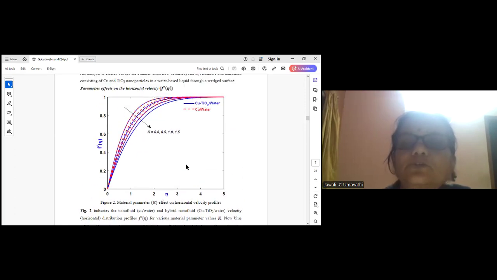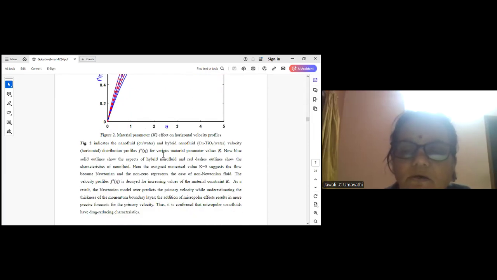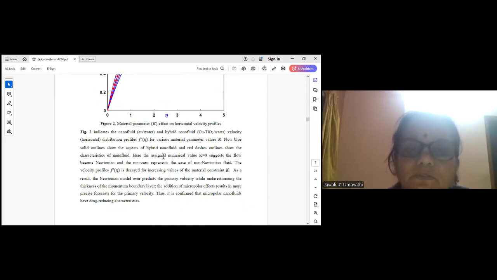As I told, I do the results for both mono and hybrid. Blue color represents your hybrid, whereas red color represents your mono. You can see that when K is small, there is not much difference between mono and hybrid. But when K goes higher and higher, you observe that there is a difference in F dash for the hybrid nanofluid. So hybrid does affect the primary velocity.